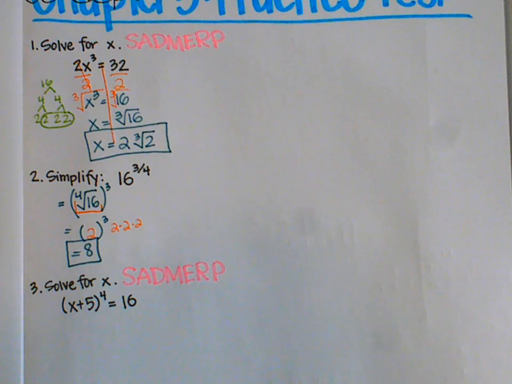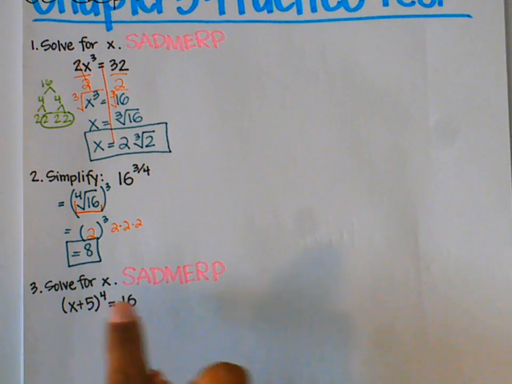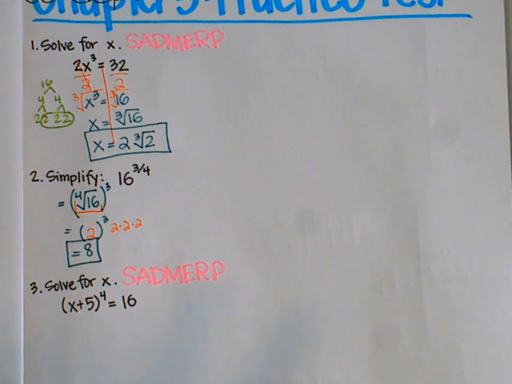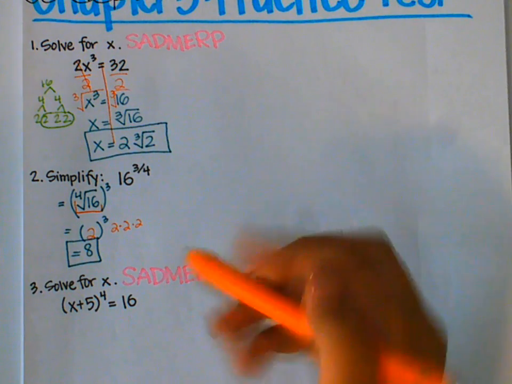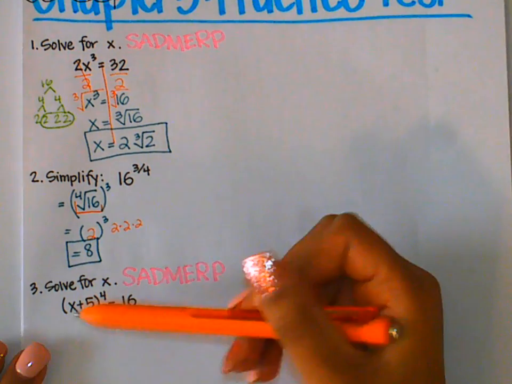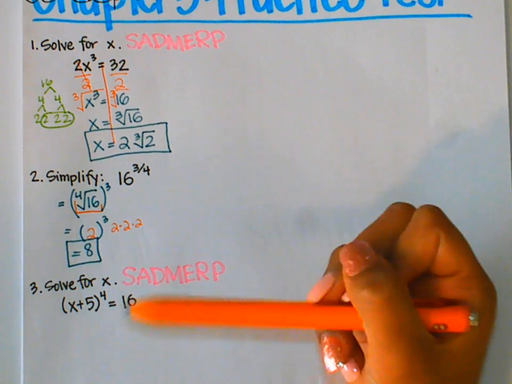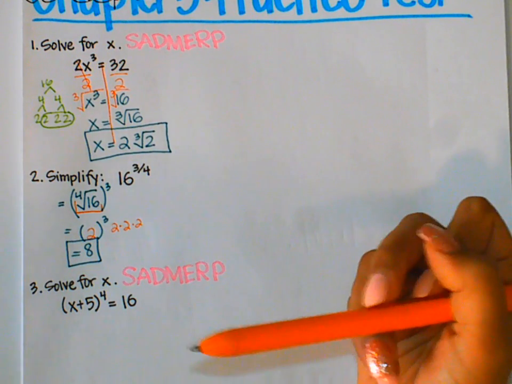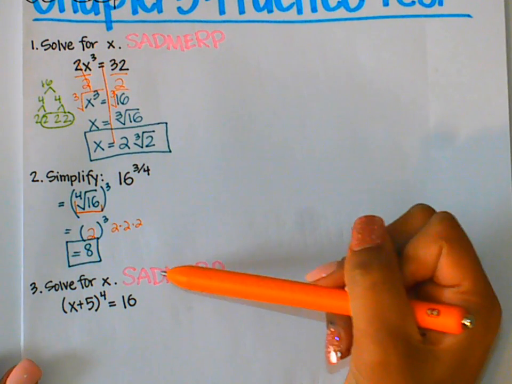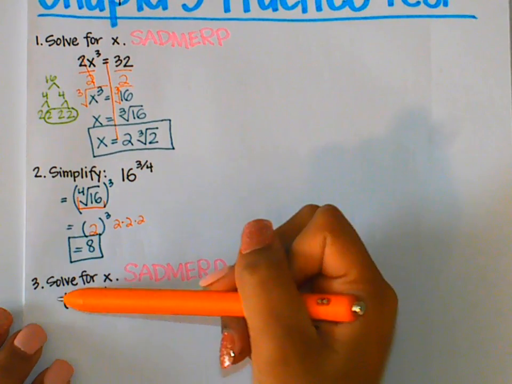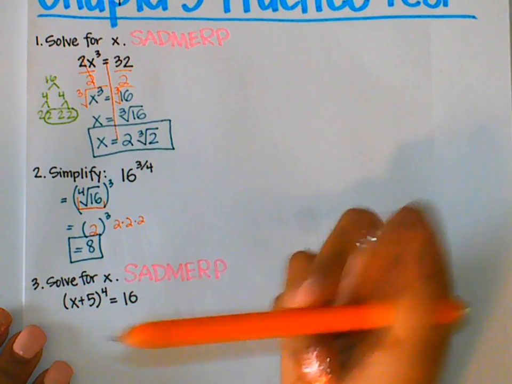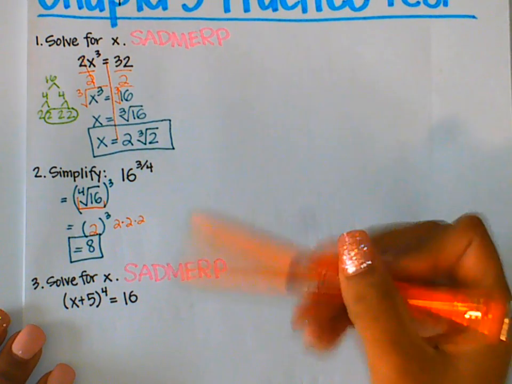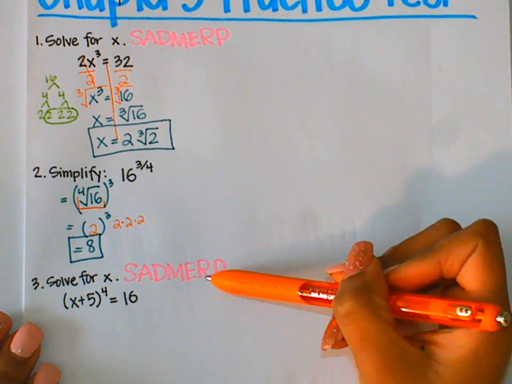Okay, for our next one, again, since it says solve for x, I'm going to keep using my SATMERP. I look for subtraction, addition. Now, I notice that I am adding 5, but that's inside of the parentheses. Therefore, I can't touch that yet. I'm going to move on to division, multiplication. There's no number that is being multiplied or divided, therefore I can keep going, and I look for any exponents or radicals that I might have.